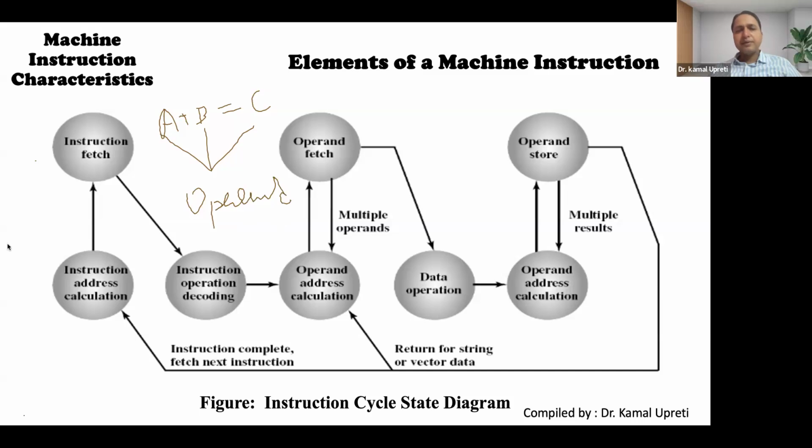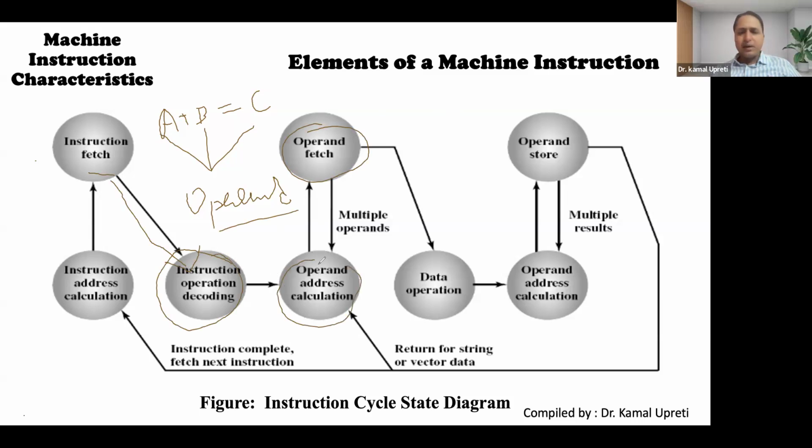That we call as an operands. Okay. So you can see here, once the instruction is fetched, it is directly going for instruction operation decoding, which is very important. After decoding an instruction, we are just going for an address.